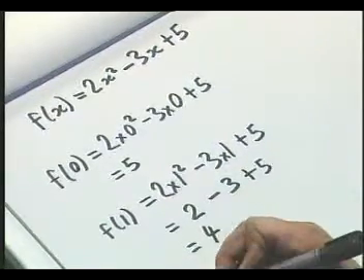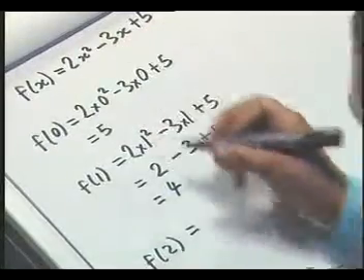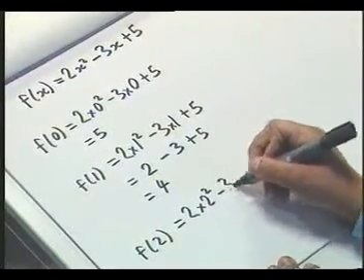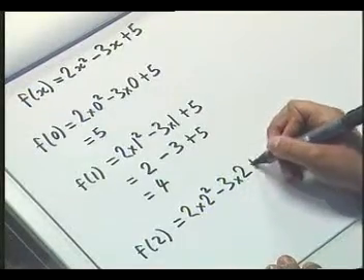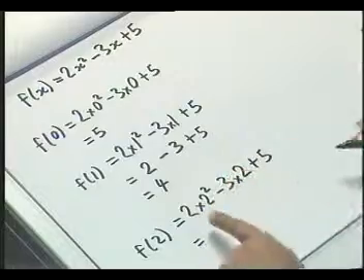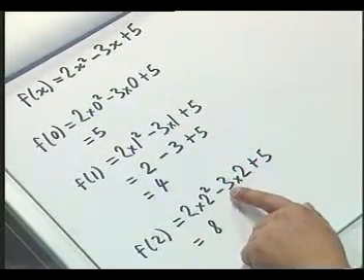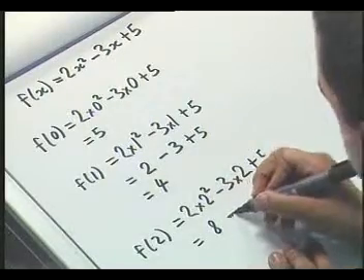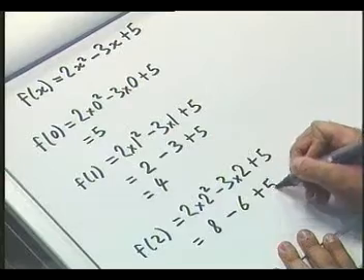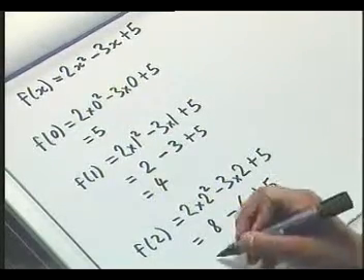Okay, if we look at an argument of 2, we get 2 times 2 squared, take away 3 times 2, and plus 5, which gives us 2 times 4, which is 8, and take away 3 times 2, which is take away 6. And don't forget our plus 5 at the end. So 8 take away 6 is 2, plus 5 gives us 7.